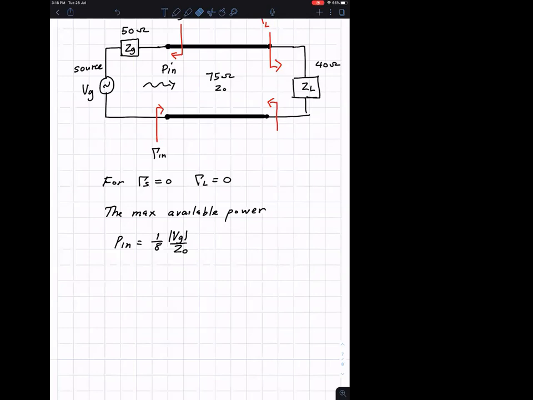Okay, let me repeat this again. When there's no reflection at the source, when there's no reflection at the load, the maximum available power is given by this formula.